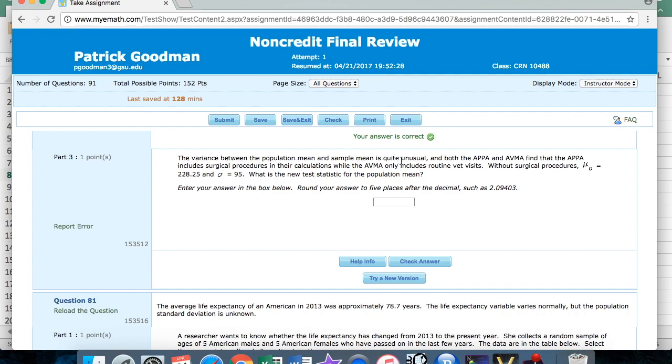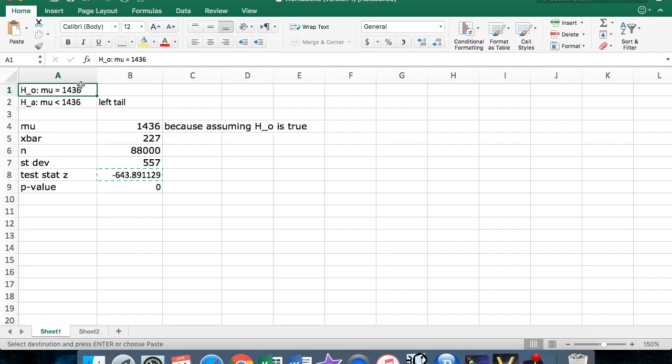Now, the variance between the populations is quite unusual. The APPA's calculation of AMV includes routine vet visits without surgical procedures. Mu naught is this, and standard deviation is this. What is the new test statistic for the population mean? Okay, so they're changing the problem slightly. So now mu naught, this means the null hypothesis and alternative hypothesis, the number is going to change to 228.25.